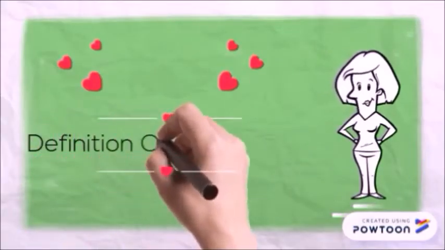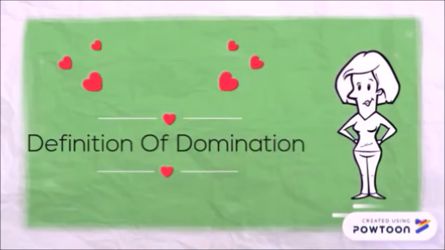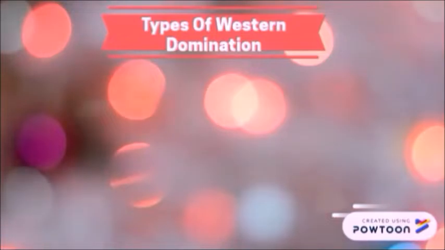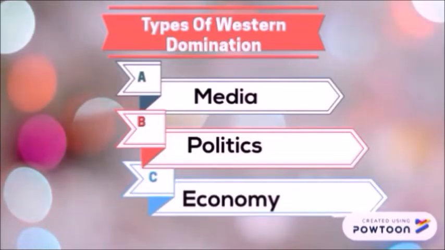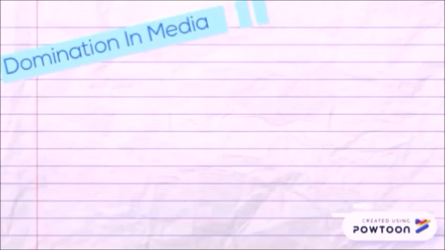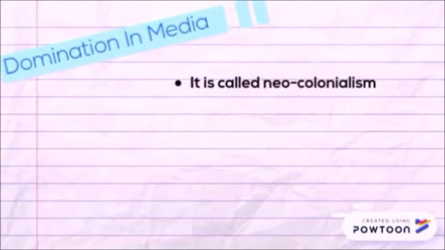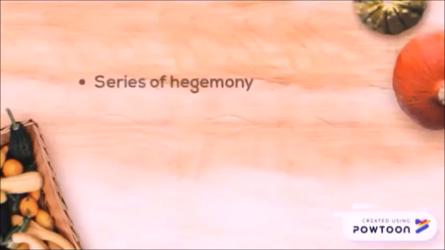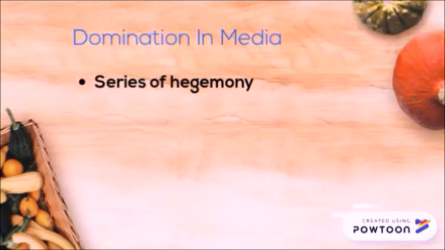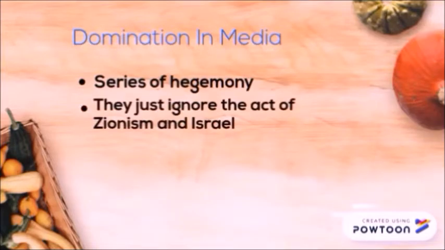Domination means dominance and control of one group over another group, with or without the threat of force. There are many types of Western domination, which are media, politics, and economy. Domination in media is called neo-colonialism towards the Islamic countries. The dark situation has overwhelmed Muslims all over the world. The term Islamophobia arises, with a series of hegemony to conquer and expand power by attacking Afghanistan, Iraq, Iran and others. But they just ignore the acts of Zionism and the Israeli regime towards the Muslims in Palestine.